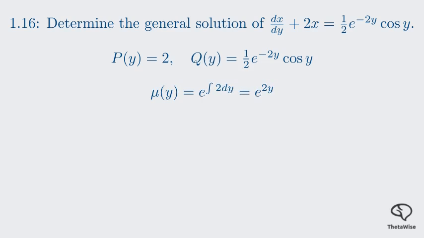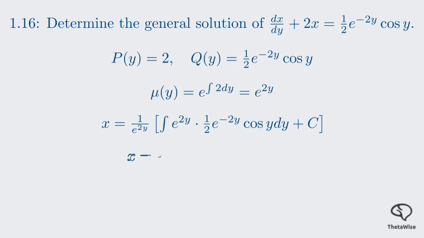Now for the general solution for x. x equals 1 over e to the 2y times the integral of e to the 2y times our Q of y term, dy plus c. Inside the integral, something nice happens. e to the 2y and e to the negative 2y cancel each other out, as they are multiplicative inverses. We are left with the integral of 1/2 cos y dy.